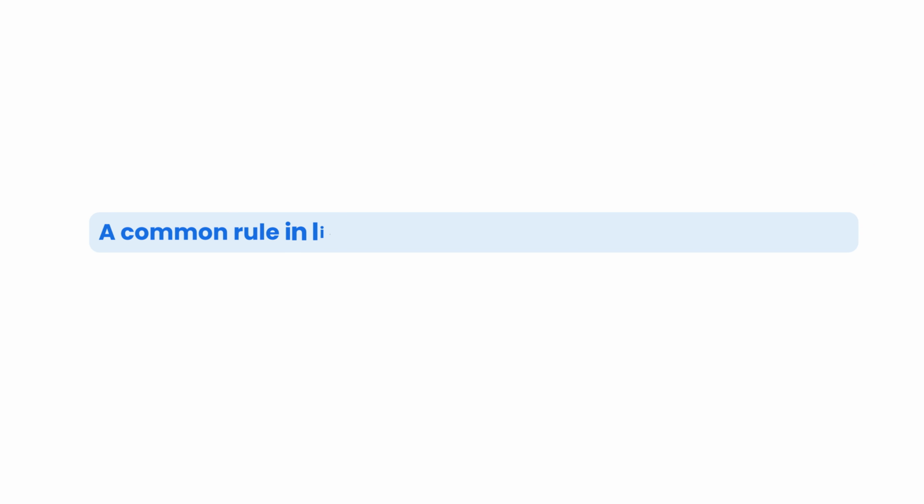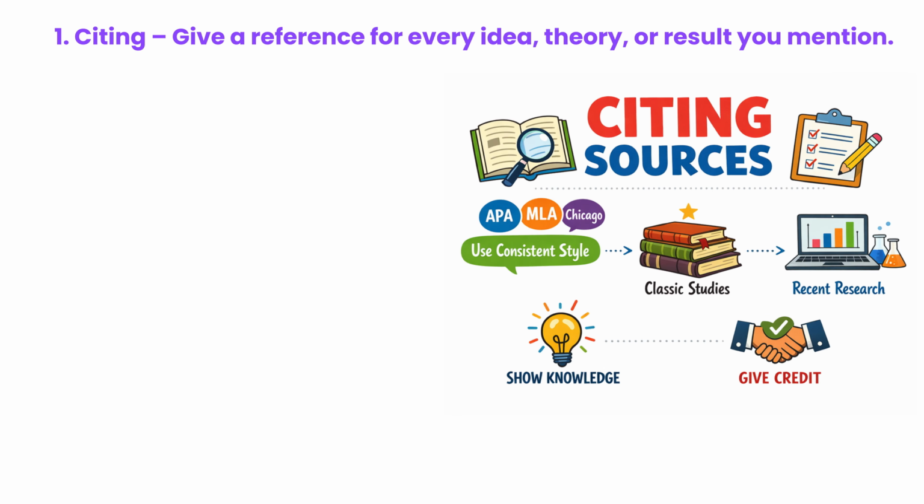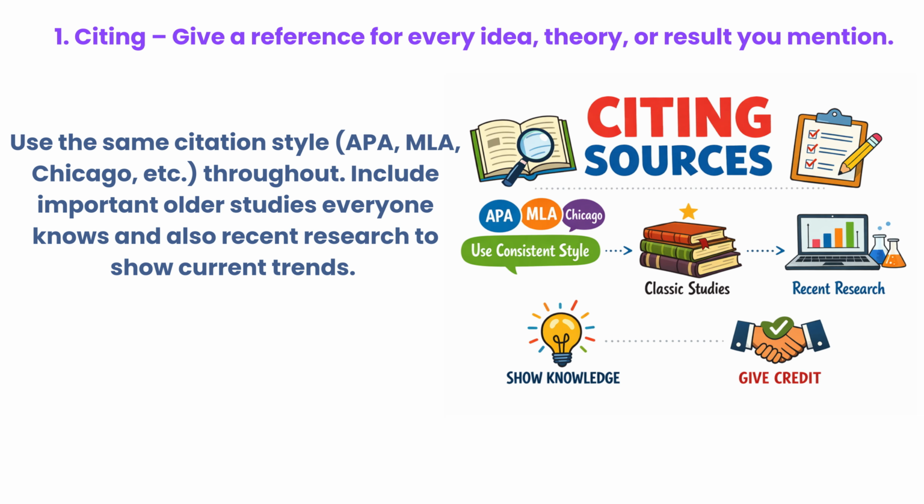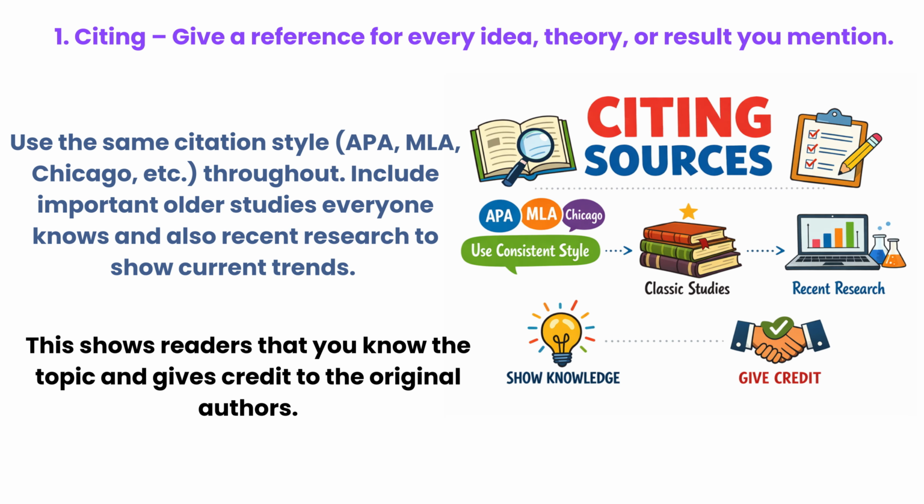A common rule in literature review writing is following the 5 C's. 1. Citing. Give a reference for every idea, theory, or result you mention. Use the same citation style, APA, MLA, Chicago, etc., throughout. Include important older studies everyone knows and also recent research to show current trends. This shows readers that you know the topic and gives credit to the original authors.